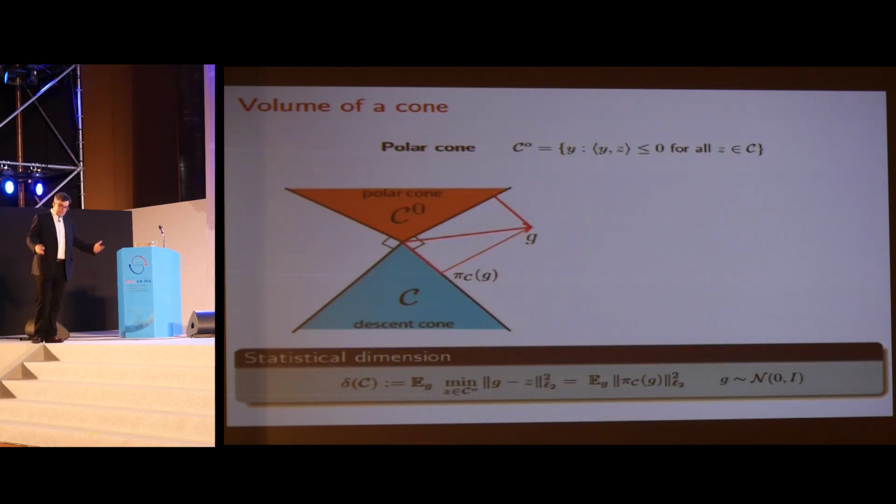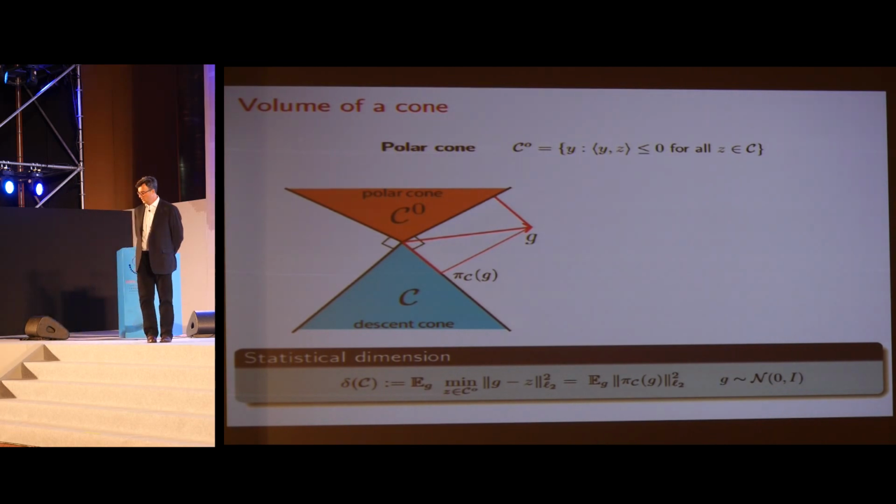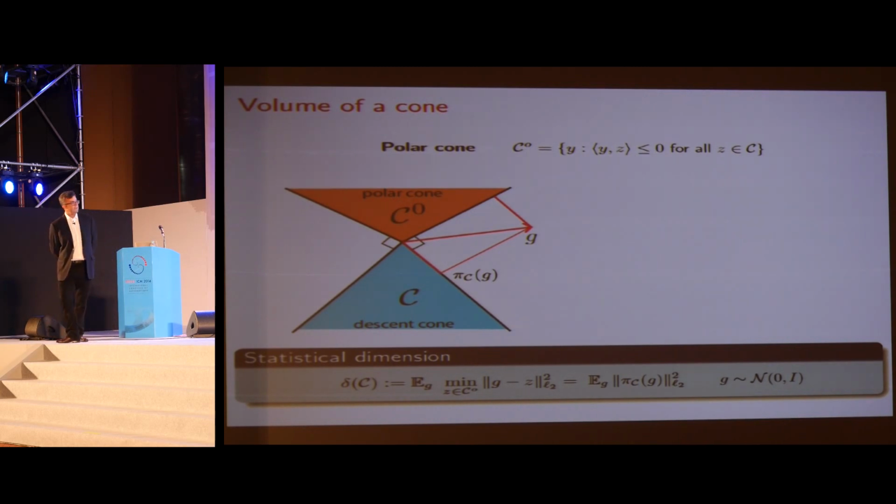One thing is that we're going to have to determine the volume of a cone. So I'm going to give you a definition of a volume of a cone, which is called the statistical dimension of a cone. And it's defined as follows.